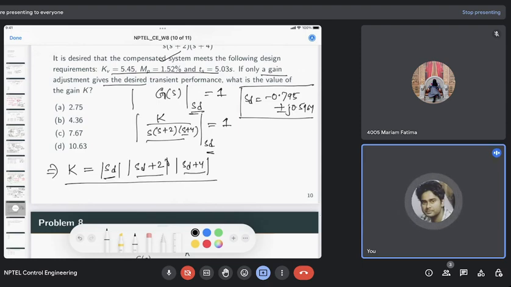These are all complex numbers, so we just find this value. So s_d we already have, so s_d plus 2 will be what? We just add this 2 to the real part, so 2 minus 0.795, so it will be 1.205 plus minus j 0.5964. The imaginary part will be the same because we are only adding to the real part, right? Similarly, s_d plus 4 will be what? We add 4 to this complex number, so it will be 3.205 plus minus j 0.5964.